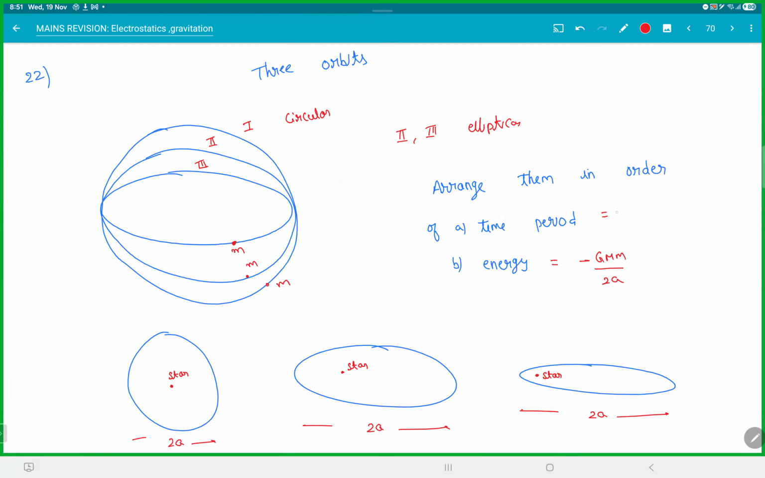And the time period will be T equal to 2 pi root over GM, a power 3 by 2, where M is the mass of the star. Clear? That's a good result. Most people will see the ellipse and get scared, wondering what to do.